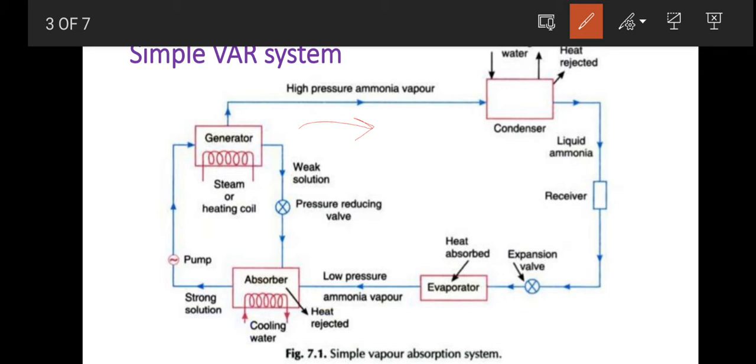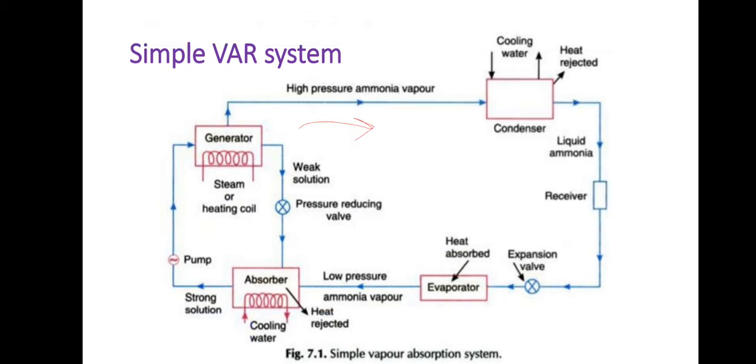vapor will be converted into liquid ammonia at high pressure, and for that a cooling medium will again be used. That cooling medium is water, so cooling water will be taken into the condenser, it will absorb the heat from the high pressure ammonia vapor, and it will turn into warm water that will be released from the condenser. So this is about the condensation process.